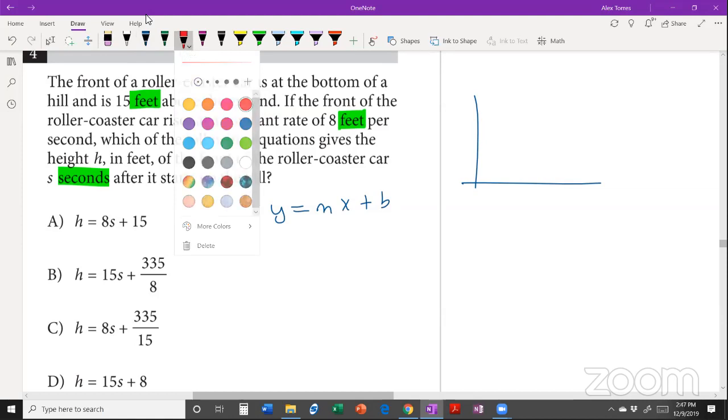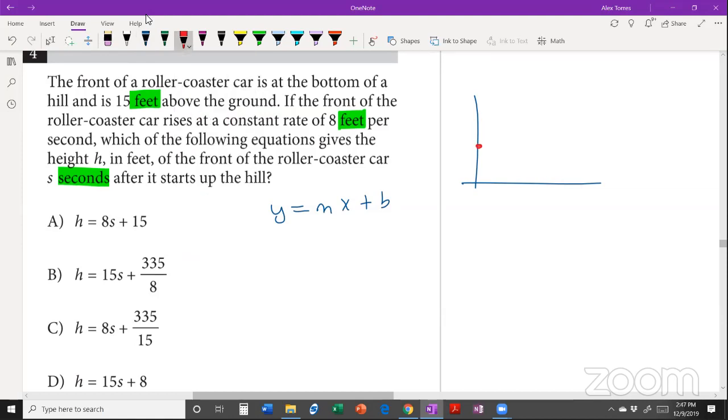A y equals mx plus b basically means you have a starting amount, and then it's either going to rise or decrease at a nice constant rate, which is your slope. So your y-intercept is where you start, your slope is your rate of how it changes linearly after that. So here it's starting at 15, that's our b, and it's changing at 8 feet per second. So y equals 8x plus 15, and they're not using x and y, they're using h and s. So then the answer is simply going to be on number 4, A. H equals 8s plus 15.